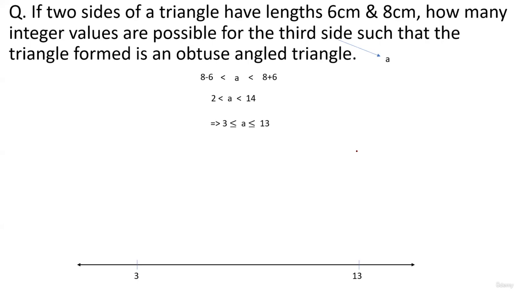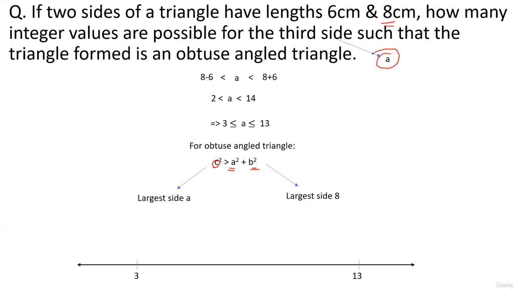Okay. Now, guys, for obtuse angle triangles, we know a property, and that is the greatest side C square is greater than the sum of the squares of the other two sides, right? So here I have two possibilities, guys. Look, the greatest side here can be 8, one possibility, or the greatest side can also be A, which we are assuming, right? So I'll take two cases here: the largest side is either A, or the largest side is equal to 8 units.